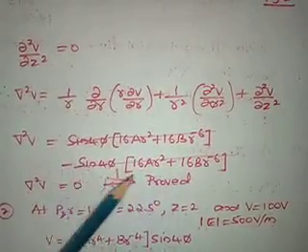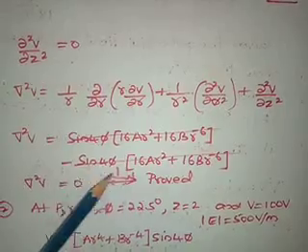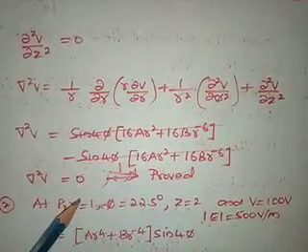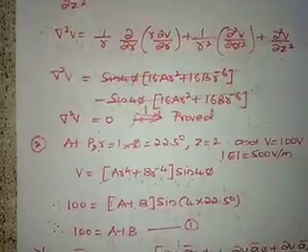So these two will cancel, right? They are equal and opposite, they will cancel. So del square V is 0. Hence we have proved that del square V equal to 0. That is our first part of the problem.